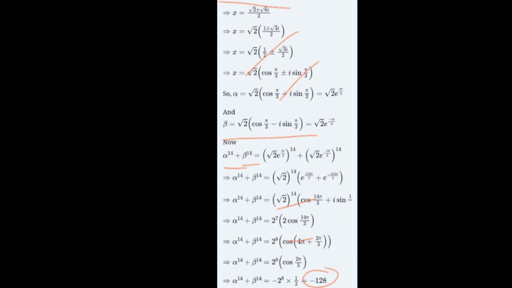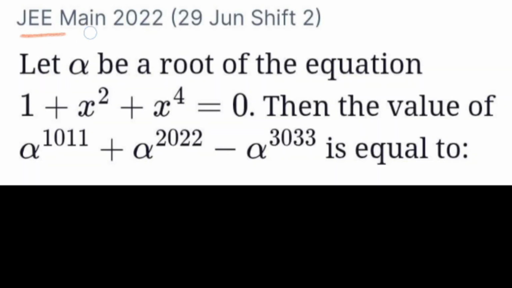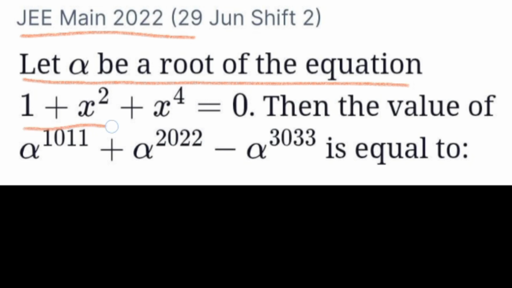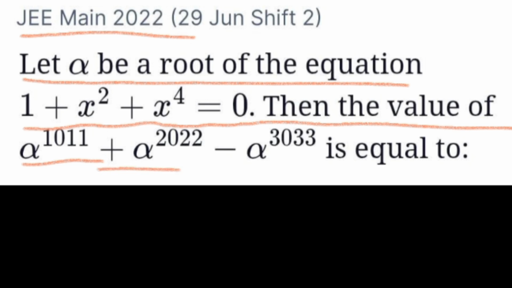So do the homework. Now JEE Mains 2022, let alpha beta are the roots of the equation 1 plus x square plus x power 4 equal to 0. Then the value of alpha power 1011 plus alpha power 2022 minus alpha power 3033 is equals to.